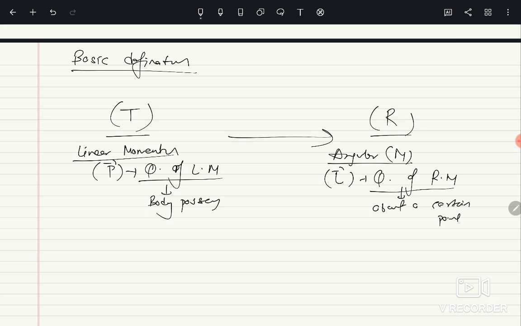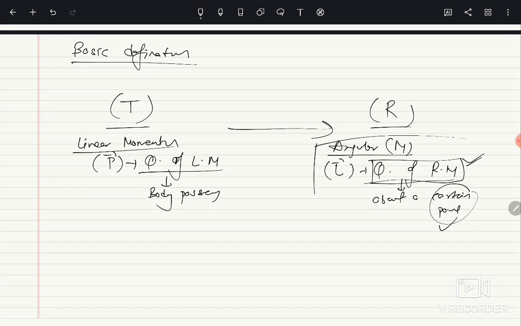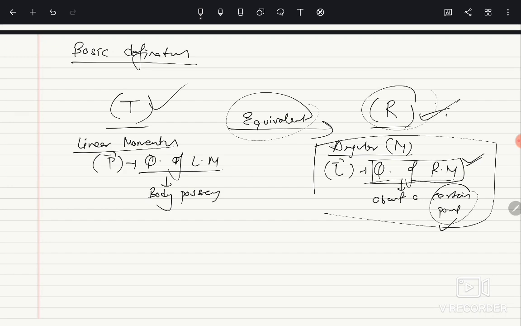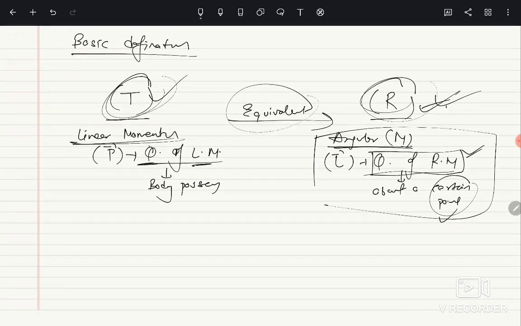This point is of great importance while understanding the concept of angular momentum, because if we change the point of observation, the quantity of rotational motion the body is having may change. So this is the basic definition, and we can say that linear momentum and angular momentum are equivalent to each other in their respective domains. For rotational motion we have angular momentum, for translational motion we have linear momentum. Both give us the quantity of motion present in the body, whether it is translating or rotating.